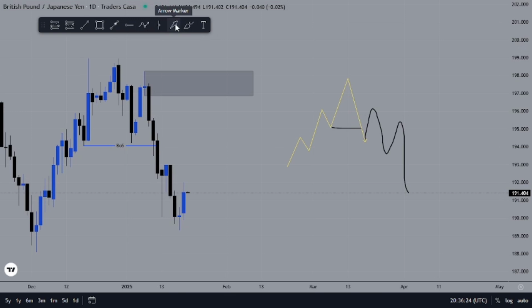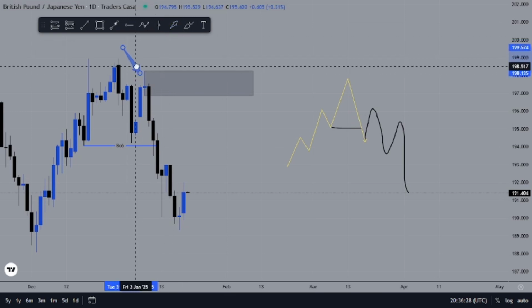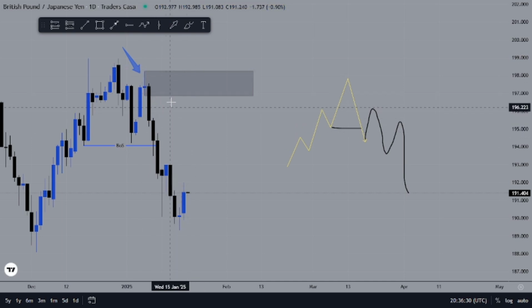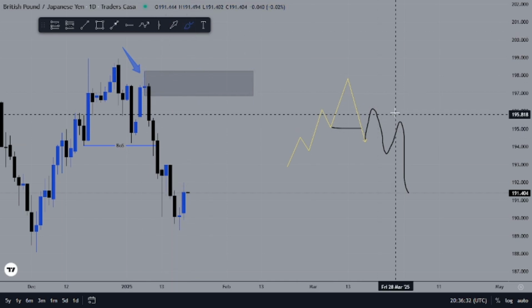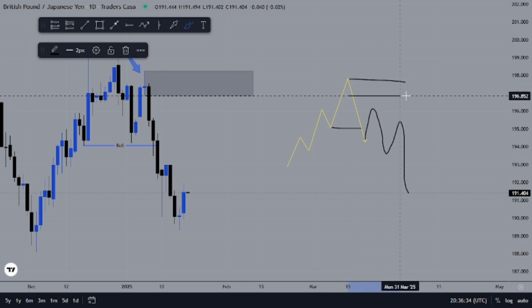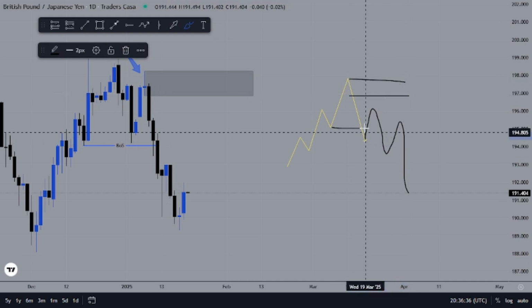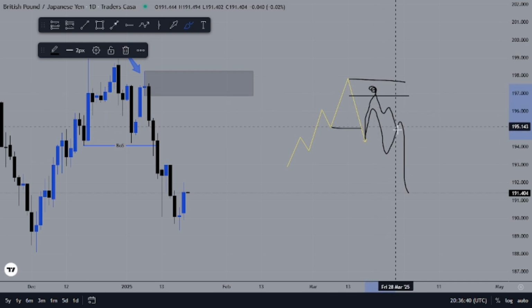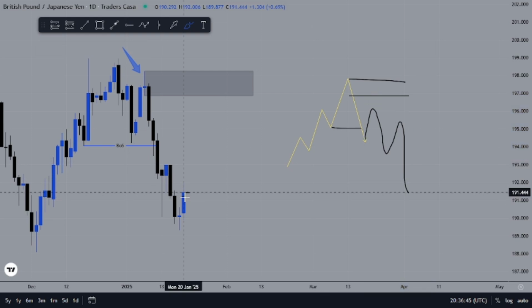when you look at GBPJPY on the 1 day time frame, you can see that we had this supply zone which has not been tested yet, and there's a chance that with this supply zone not being tested, price is going to drive all the way to this supply zone, and then we are going to see some lower lows and lower highs being formed in the market.